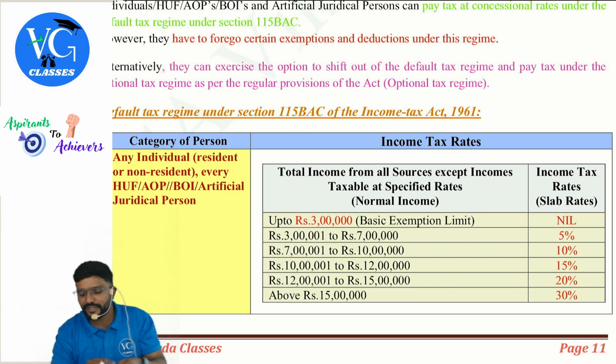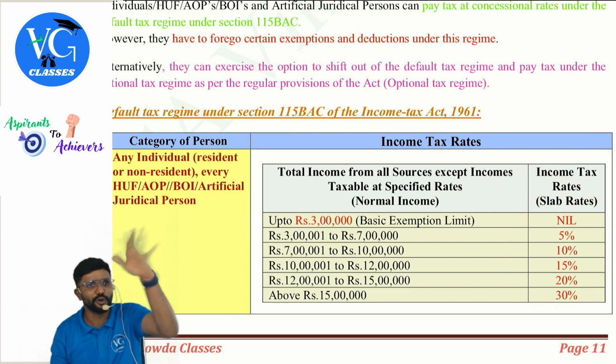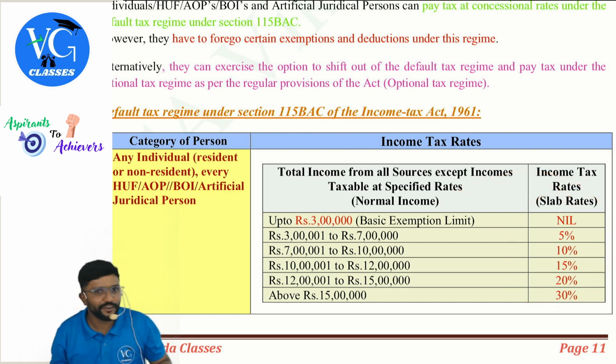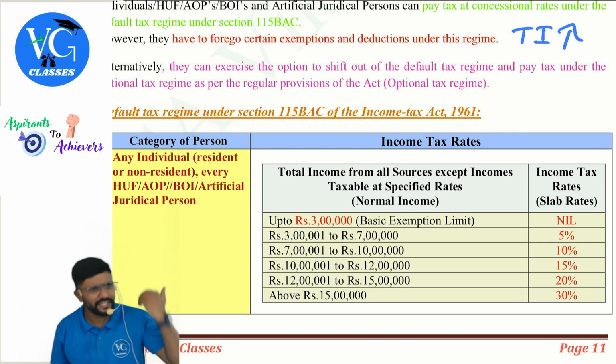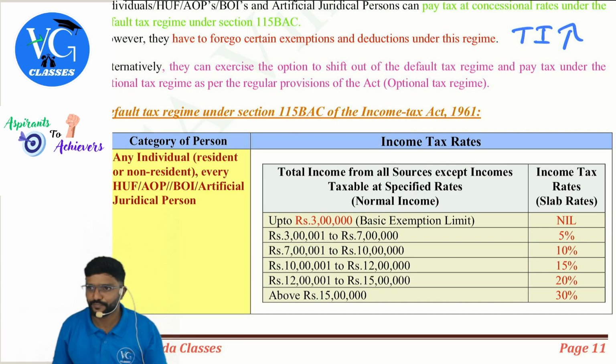I will show people that, hey, the tax rates under the default regime are lower. So people try to follow this, telling themselves the government has given me that option. But the twist is in the total income calculation. Automatically, the total income under the default regime will go up. As you cannot claim a few deductions and exemptions, the total income will shoot up when compared to the optional regime.